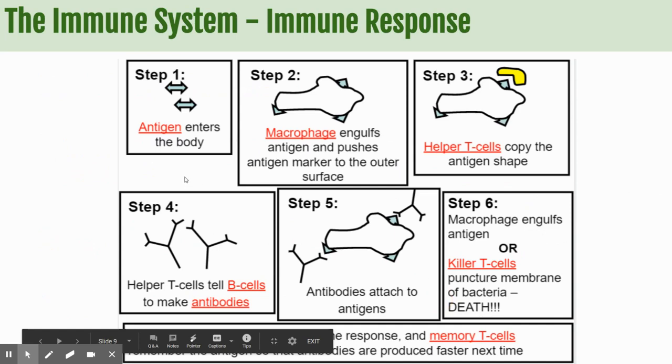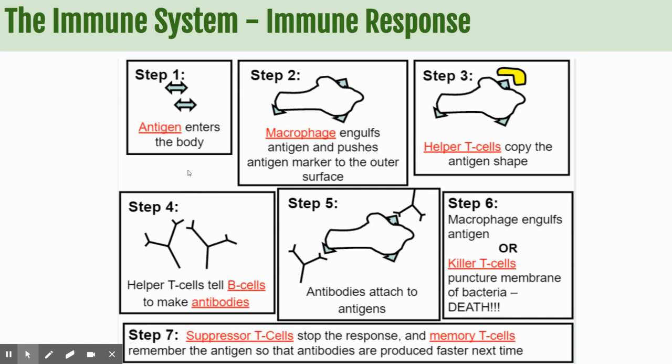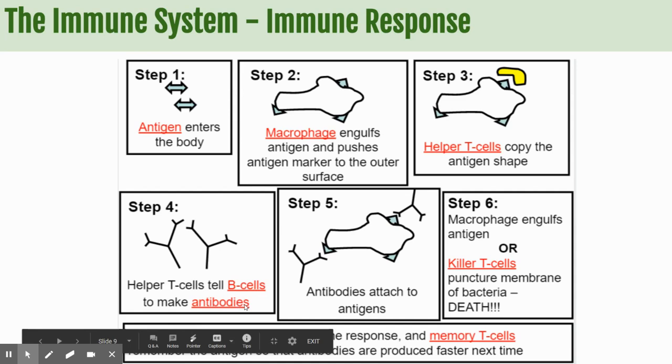So here's a little immune response step-by-step process with all the different cells that are involved in this immune response. First off, your antigen enters the body. Remember, antigens are on the surface of a virus or a bacteria, some kind of pathogen. A macrophage, a type of white blood cell, engulfs the antigen and pushes out these antigen markers to the surface. Then we have these helper T cells come along and they help copy this antigen shape so that they can tell the B cells to make antibodies.